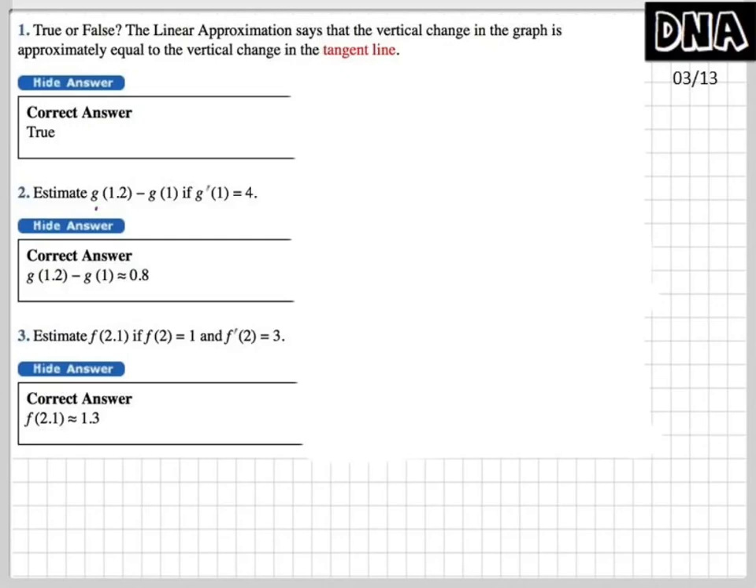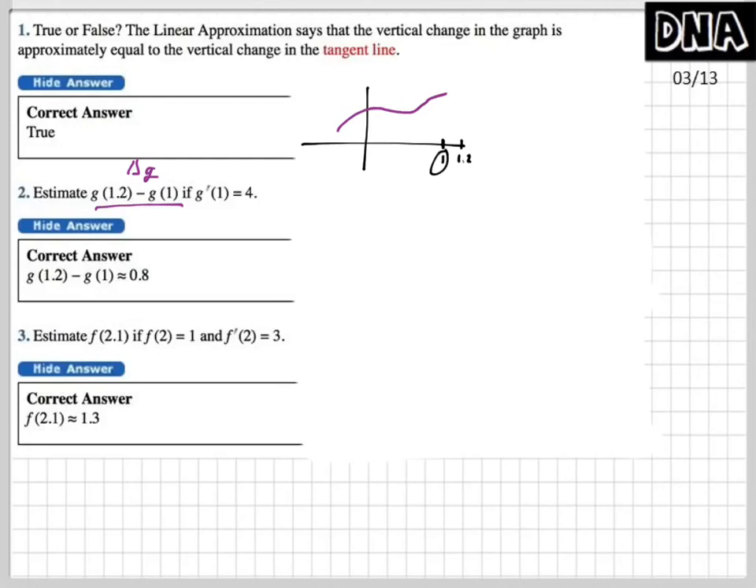Now this you should know is the change in g. If you remember, the change in g is the change in your y values. So I'm going to make up a graph. I'm going to make up a g. We don't know what g looks like, right? Let's just say that it looks like this. The first value that they give us is 1. That's going to be 1 right there. And it wants to know 1.2. So this is 1.2 right here.